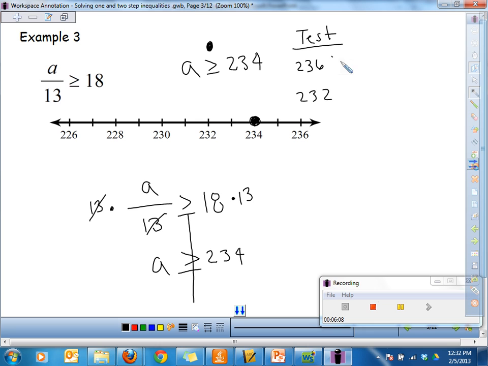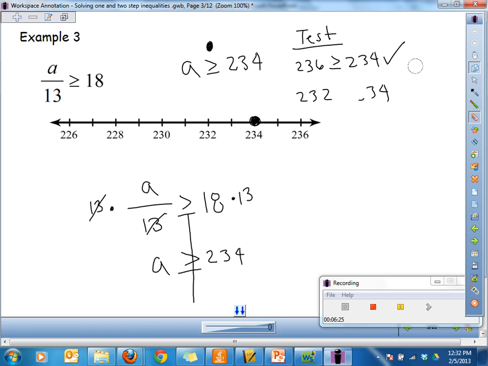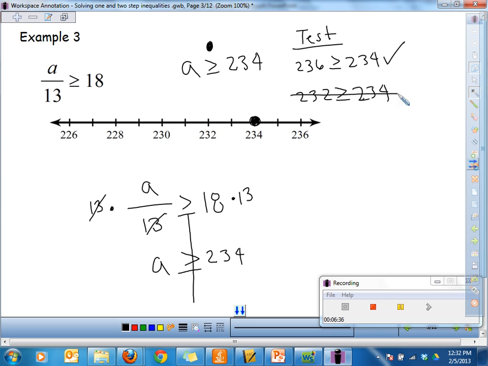So is 236 greater than or equal to 234? Yes, 236 is greater than 234. Is 232 less than or equal to 234? I'm sorry, I wrote my inequality sign backwards. We need to write a greater than. Remember that you want your inequality sign to be the same one here. So 232, my number on the left, is that greater than 234? No. 232 is less than 234. So that tells me that I need to shade towards the 236. And I'm going to go ahead and shade that way.